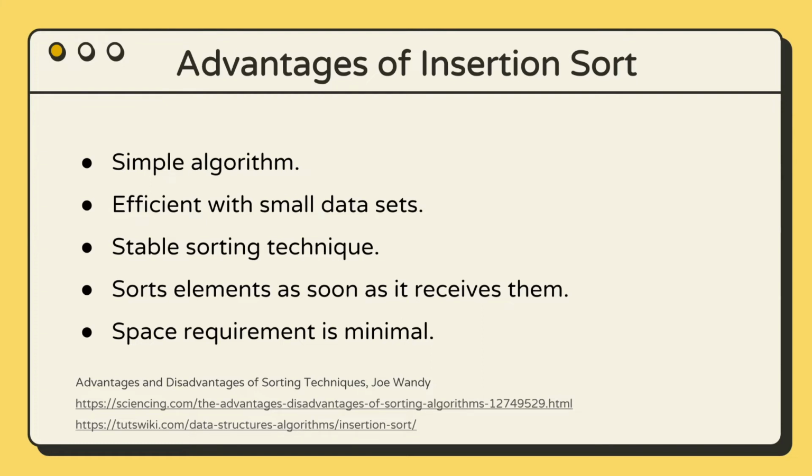Space requirement is minimal. This is because it does in-place sorting. Basically, the algorithm sorts it in the same place. So it produces an output in the same memory that contains the data by transforming it. There's usually an additional memory allowed for the variables, but the additional memory doesn't really change, even if the number of elements changes. Next.